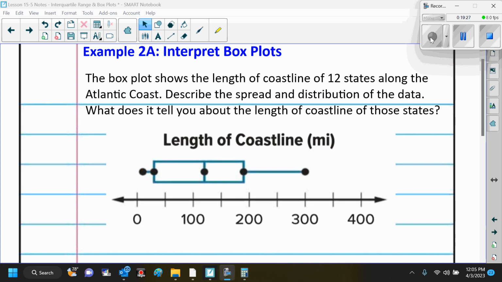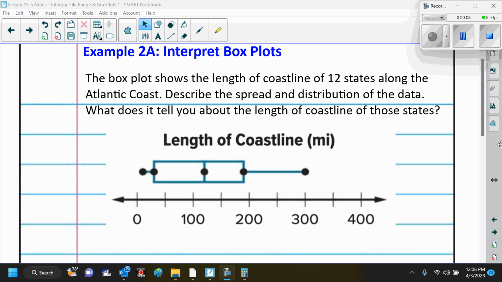So now that we know all that, let's go back to our example 2A. Okay, so here we have 12 states along the Atlantic coast. We want to describe the spread and the distribution of the data. And we want to know what does it tell us about the length of the coastline of those states. Okay, so when we're looking at the number line, of course, we don't know the exact numbers, so we're just going to estimate where these points land, okay?